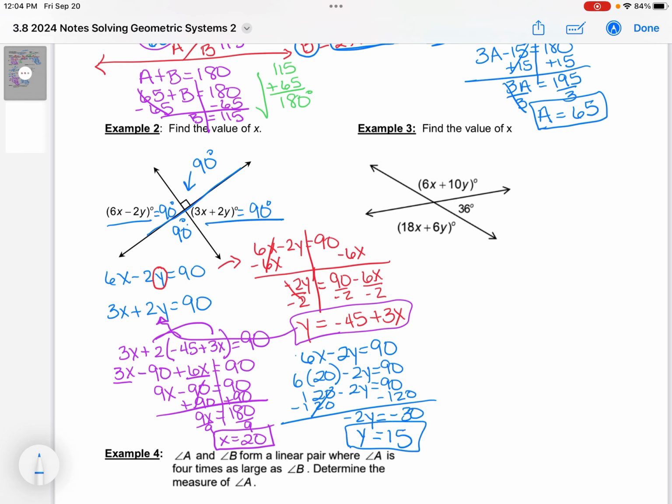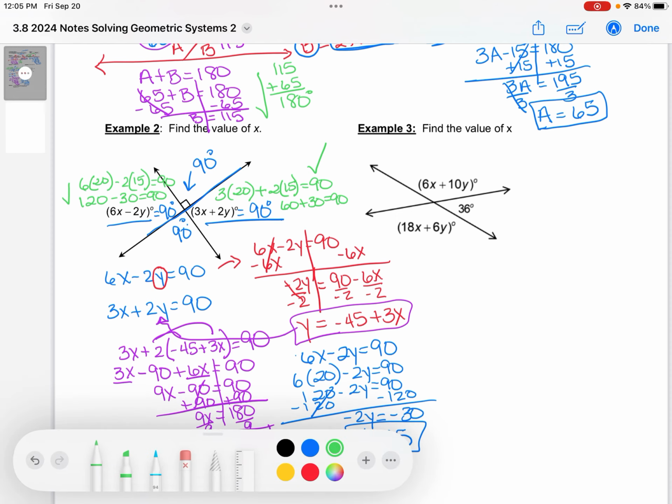Okay, y equals 15. Let's put those back in and double check and make sure they work. So I have 6 times 20 minus 2 times 15 equals 90. So that means 120 minus 30 equals 90, and that works. So then on this one, we have 3 times 20 plus 2 times 15 equals 90. So that's 60 plus 30 equals 90. It works.